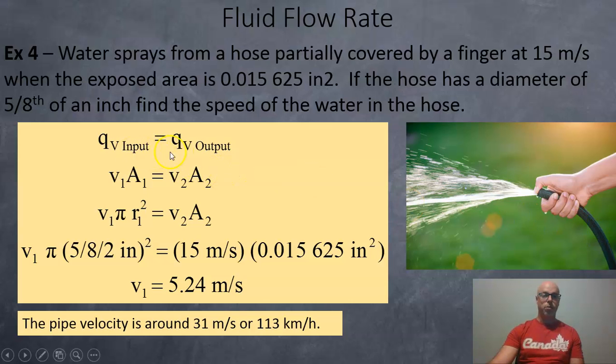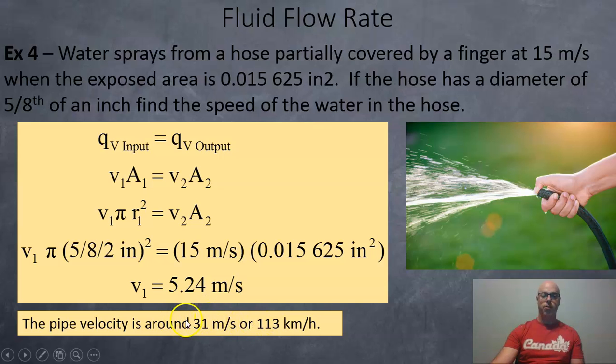So to find out, the flow rate input is equal to the flow rate output. So we have speed times area equals speed times area again. The side that's right over here is a circle, pi r squared. And we already know the area on the other side. So we're going to get speed times pi times 5/8 of an inch divided by 2 for the radius, squared, equals 15 meters per second times the cross-sectional area left by the finger, which is 0.015625 square inches. And when we calculate it, we get a speed of 5.24 meters per second.